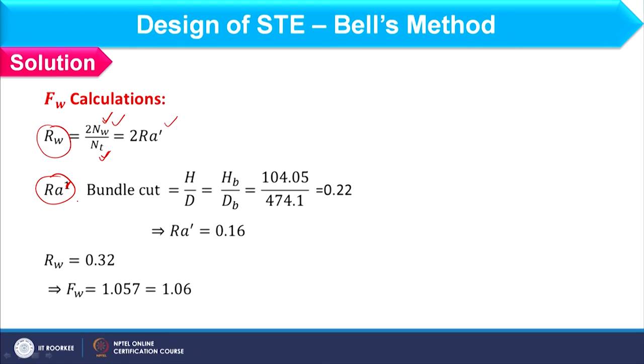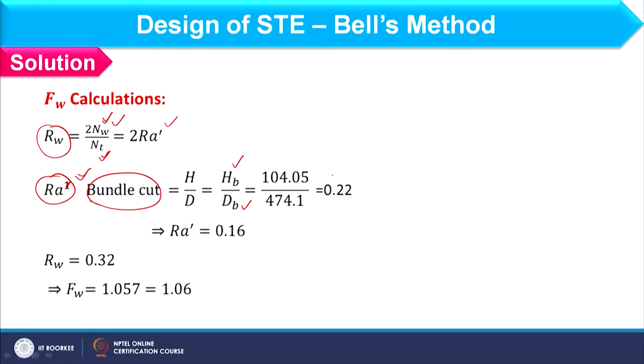This is not 1, this is Ra dash. And we have already discussed that Ra dash will depend on bundle cut. And bundle cut, how I can define that? That should be HB by DB. So, all these parameters we have already discussed in Bell's method in lecture 2, 3 and 4 of this week. So, you can understand this. So, I am simply explaining how to use that instead of explaining each and every parameter. Right.